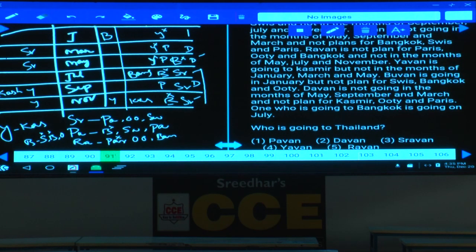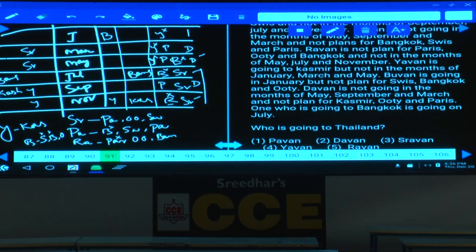The next one, Bangkok is already there in the month of July. Now Bangkok is here. As Bangkok is here, tell me who are the persons in this one? R cannot be and Shravan cannot be. R and Shravan cannot be for Bangkok. At the same time, R, Shravan, and this Y is for Kashmir. Y also cannot be here. Now let us check out the persons who can be for July.